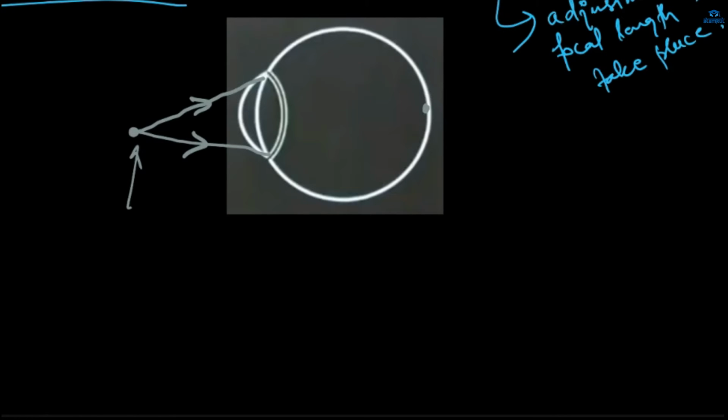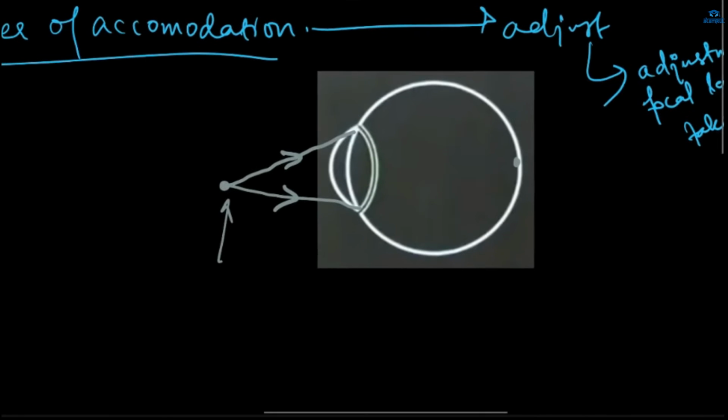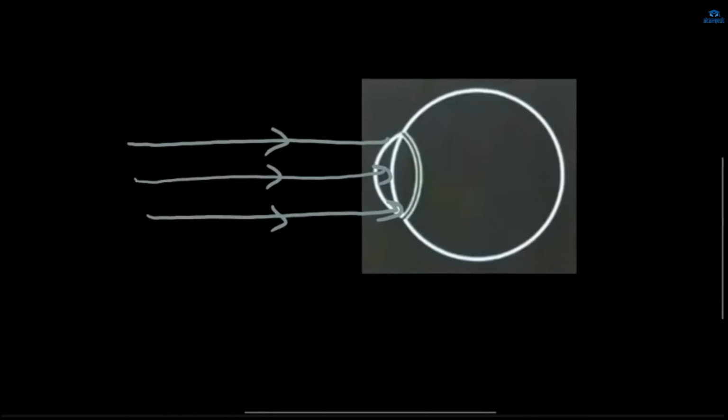Both types of images should form on the retina, whether they come from far or near. Where should the images form? On the retina, right? We want our images to be formed at the retina. Now how can it be possible? Now this is very easy.